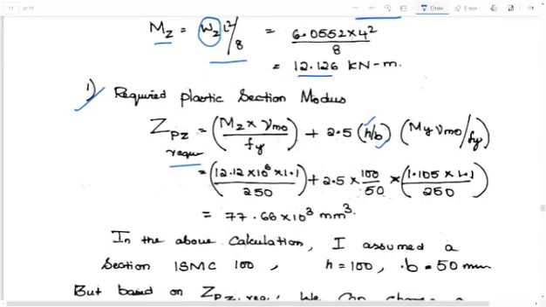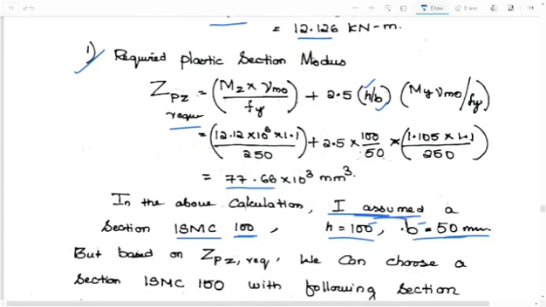So here I have assumed a section ISMC 100, whose overall depth H is 100 and B is 50. Of course, this may not be the section I finally use, but this is the trial section. Putting those values, I got 77.66 into 10 to the power of 3 mm cube. Whatever section I select for this purlin should have a section modulus greater than 77.66.